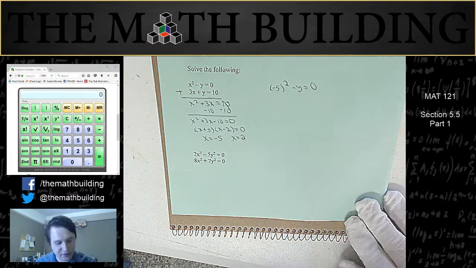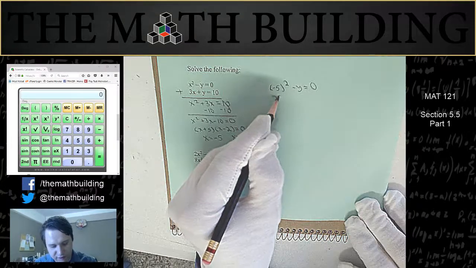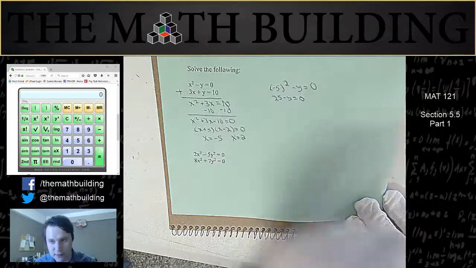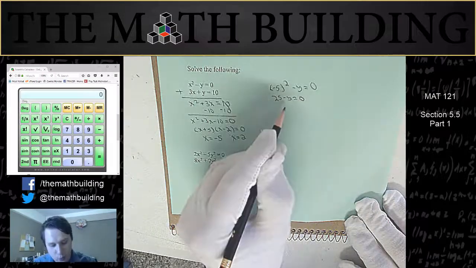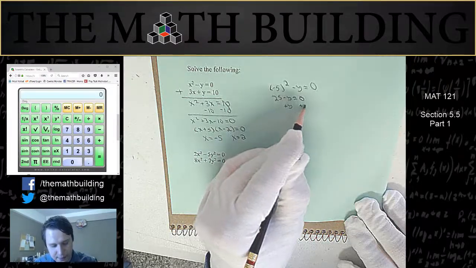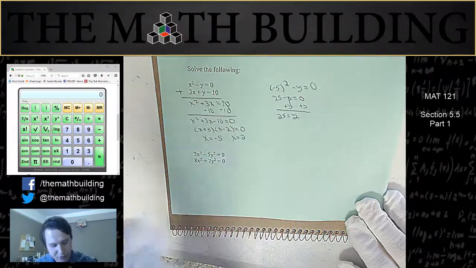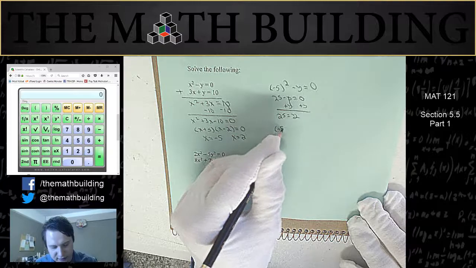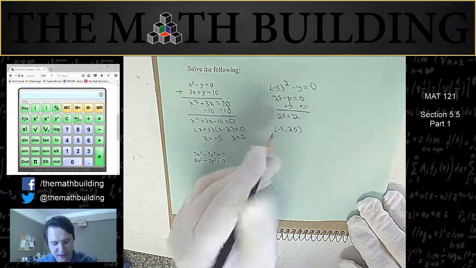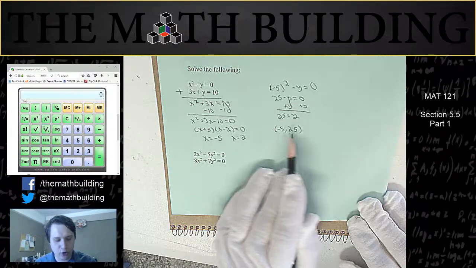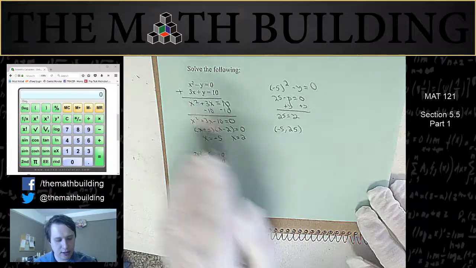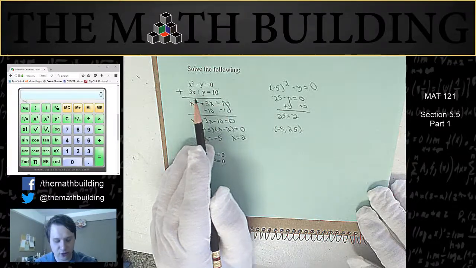So that's nice, so let's solve that. Negative 5 squared is 25. And if we add y to both sides, we get 25 equals y. So it looks like our first point is negative 5 comma 25 as x and y. But before we put that in stone, let's just check to make sure it works in the other equation.